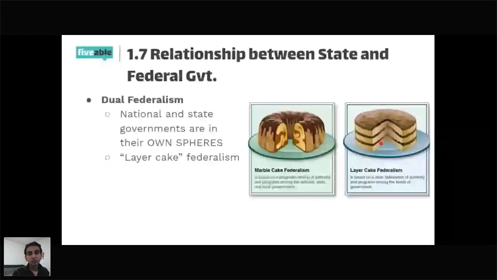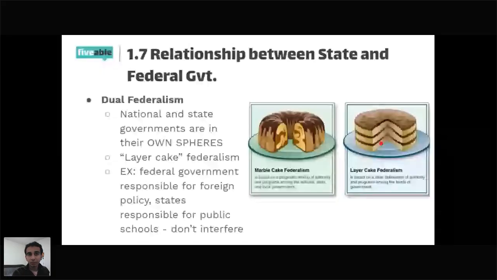So there's clear separation between state government responsibilities and federal government responsibilities. For example, the federal government is responsible for foreign policy. States are responsible for establishing public schools. A state isn't going to make foreign policy, and the federal government isn't going to establish public schools, because they don't fall under those categories. So if it was dual federalism, this would be the situation.